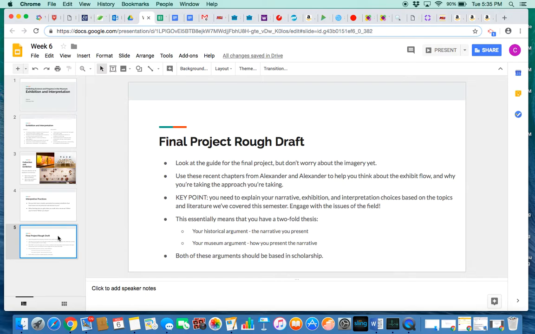It gives you your thesis on your historical argument, right? The narrative that you have had reviewed by me earlier in the semester, but also about how you present narrative, right? Why are you presenting it in this specific way? And that's where the museum component comes into play, right? You want to make sure that you're engaging with all of the things that we've been reading and discussing to justify, right, to argue for your particular approach. Both of these arguments are based in scholarship, right? So that's what the public historian does, bridges these two worlds by knowing how to do good exhibition work and knowing how to do good historical work at the same time.